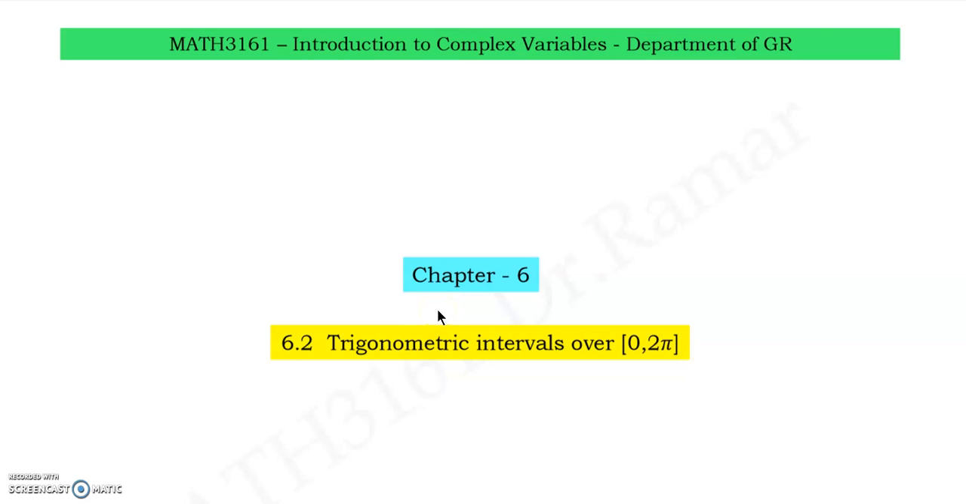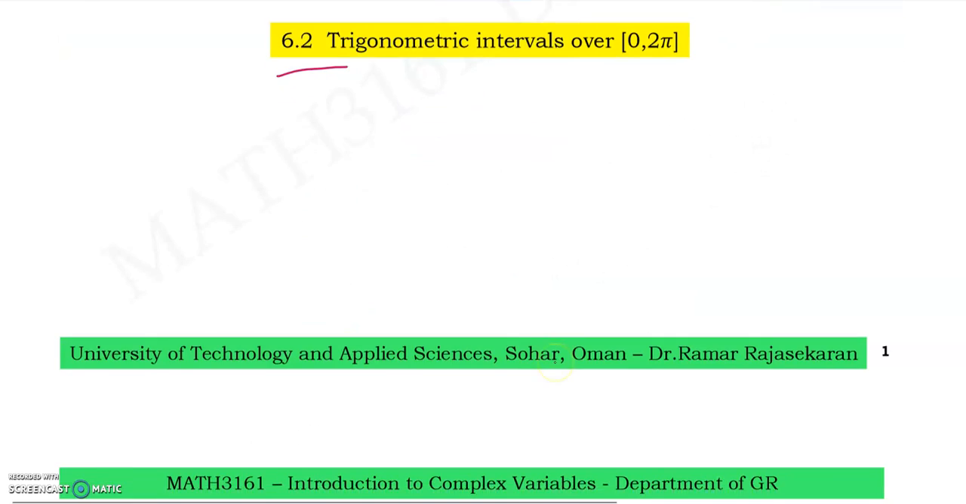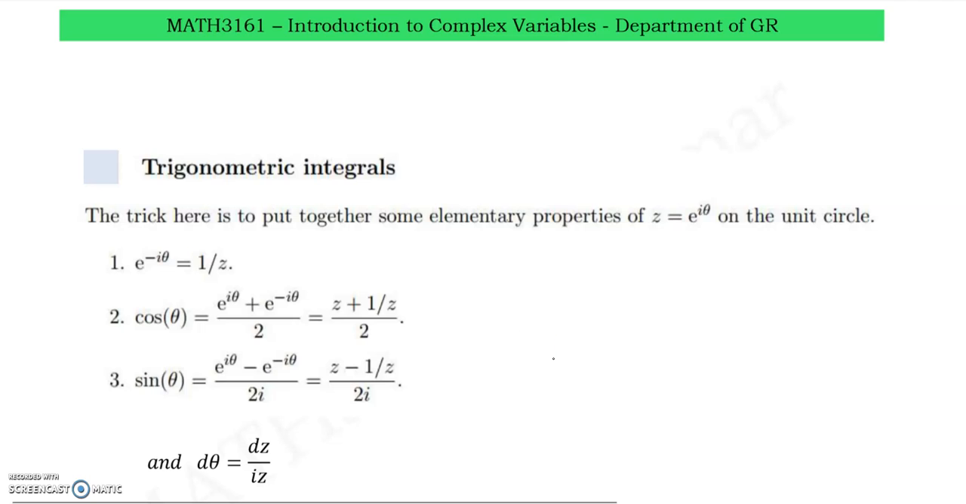Dear students, in this video, we are going to see 6.2 trigonometric intervals over 0 to 2 pi. Now, you see here, we are going to find the value of the definite integrals by using that C is nothing but a unit circle, and we know the property for that unit circle: z is nothing but e to the power i theta.